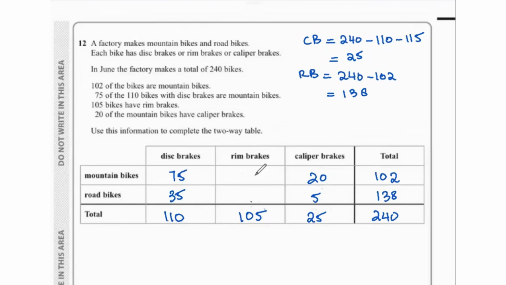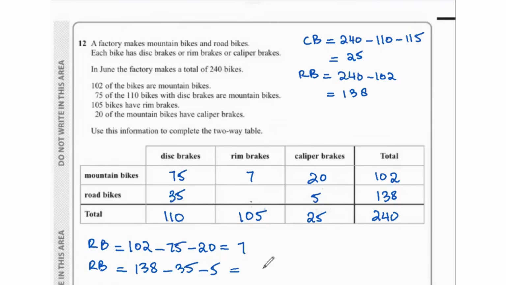Now we have to figure out rim brakes for mountain bikes and road bikes. So for mountain bikes, rim brakes are going to be 102 minus 75 minus 20, which equals 7. And then for the rim brakes for road bikes, that's going to be 138 minus 35 minus 5, which is going to be 98. So these are your values for the two-way table.